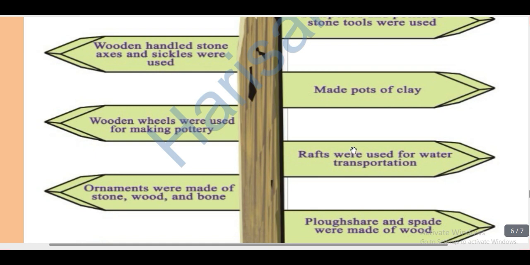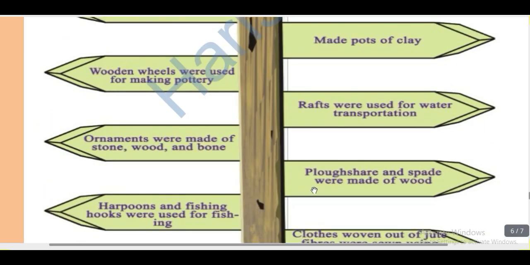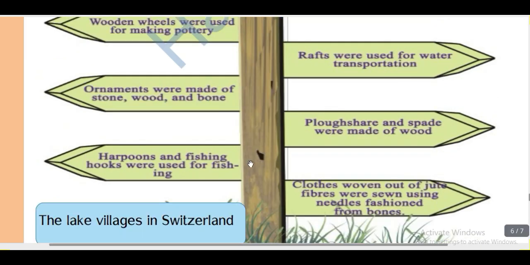Rafts were used for water transportation. Ornaments were made of stone, wood, and bone. Plowshare and spade were made of wood. Harpoons and fishing hooks were used for fishing. Clothes worn out of jute fibers were sewn using needles fashioned from bones.